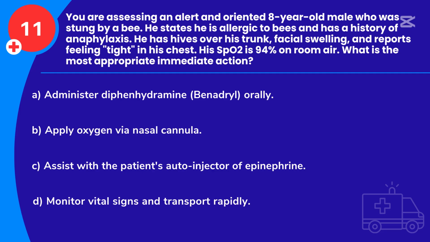Question 11. You are assessing an alert and oriented 8-year-old male who was stung by a bee. He states he is allergic to bees and has a history of anaphylaxis. He has hives over his trunk, facial swelling, and reports feeling tight in his chest. His SpO2 is 94% on room air. What is the most appropriate immediate action? A. Administer diphenhydramine, Benadryl, orally. B. Apply oxygen via nasal cannula. C. Assist with the patient's autoinjector of epinephrine. D. Monitor vital signs and transport rapidly.